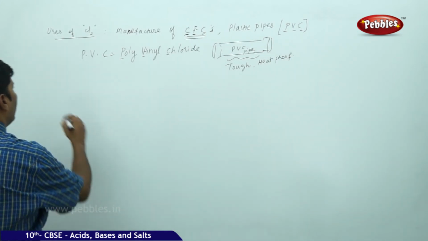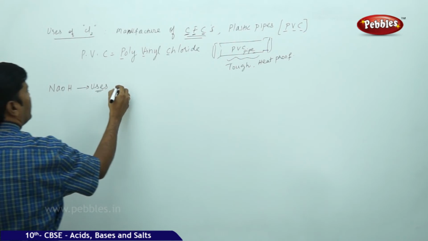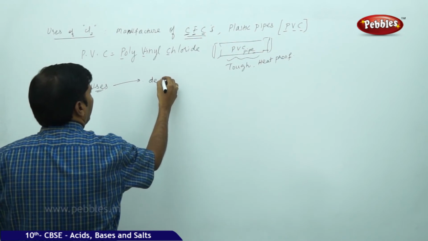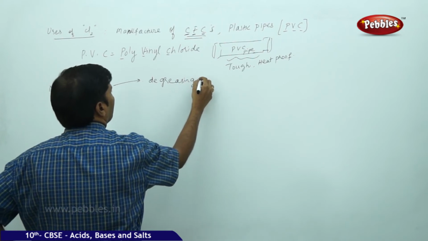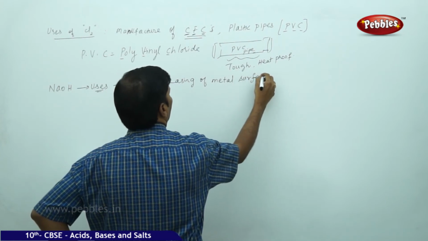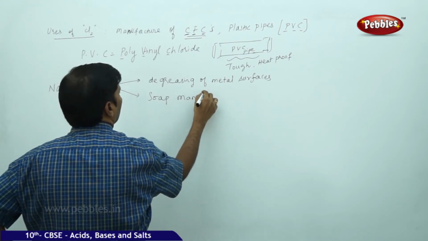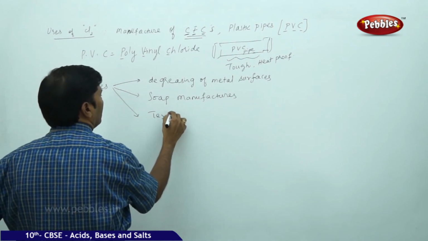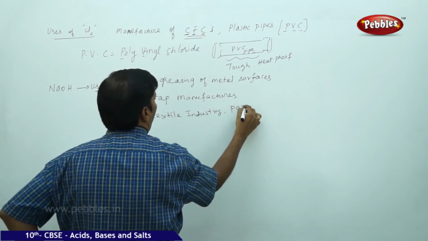And likewise, if you take the uses of NaOH, it is used in degreasing of metal surfaces, in soap manufacture, and in the textile and paper industry.